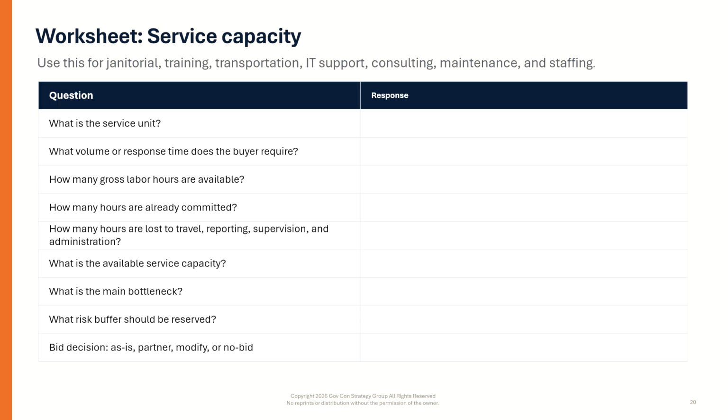The final step is to make a bid decision. You may be able to bid as is. You may need a partner. You may need to modify the staffing plan, service schedule, response time, or price, or you may need to walk away. The purpose of this worksheet is to keep you honest. Service businesses do not run on wishful thinking. They run on people, time, systems, supervision, and follow-through. Your bid should reflect the capacity you can actually deliver.